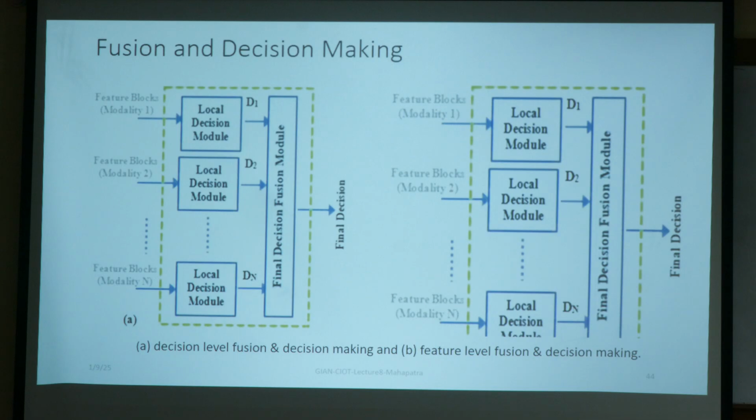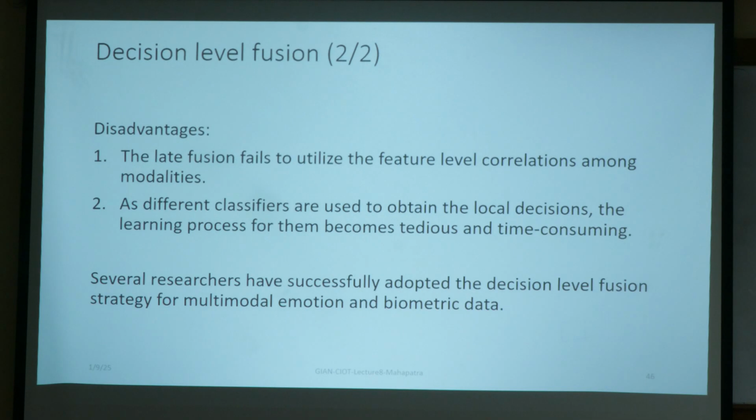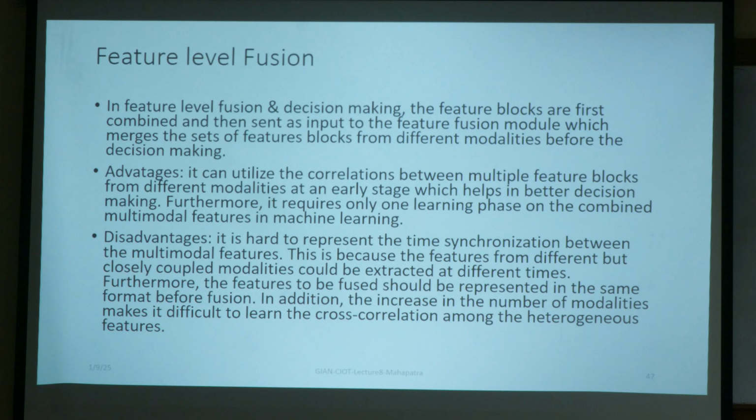Okay, this one, right? This is the one. In feature level fusion and decision making, the feature blocks are first combined and then sent as input to the feature fusion module. So the feature fusion module is a module that is after the second block, which merges the set of feature blocks from different modality before the decision making.